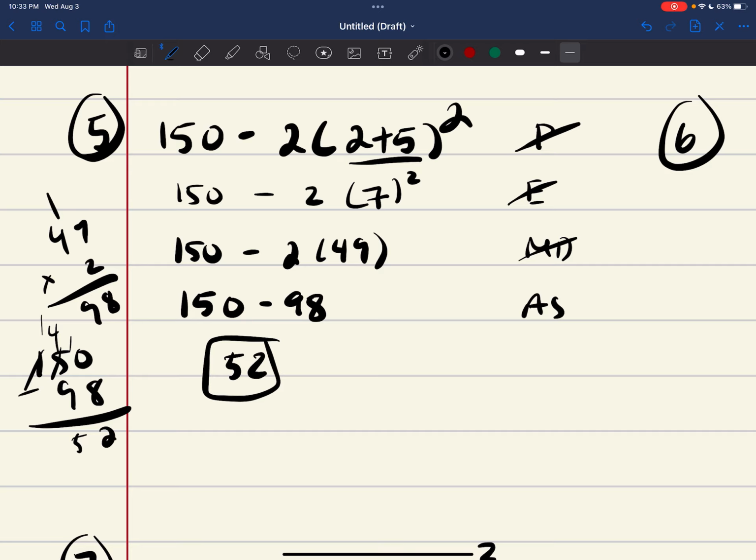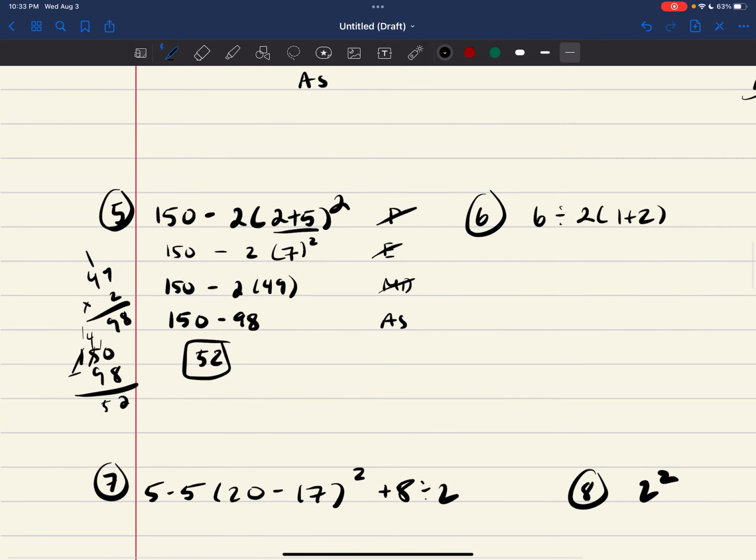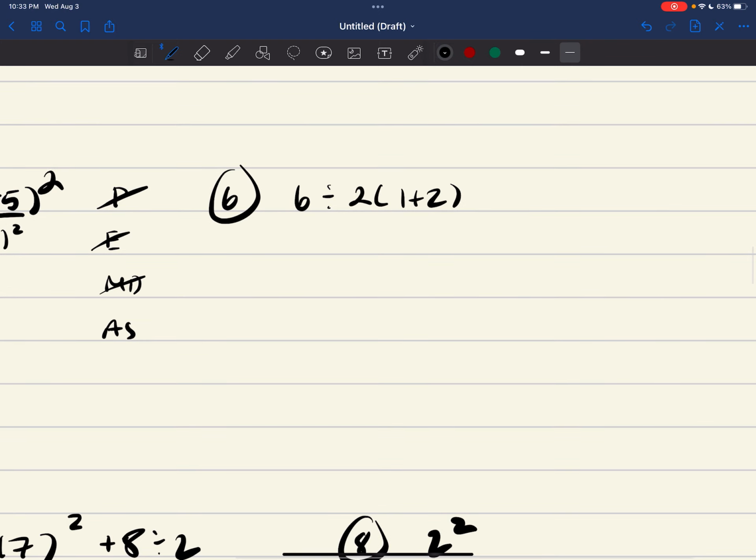There you go. Okay, let's go ahead and do number 6. Number 6 says 6 divided by 2 times 1 plus 2. Again, get in the habit of writing your PEMDAS on the right side. Parentheses, do I see any parentheses? I do. This 1 plus 2 over here, so I write 6 divided by 2.